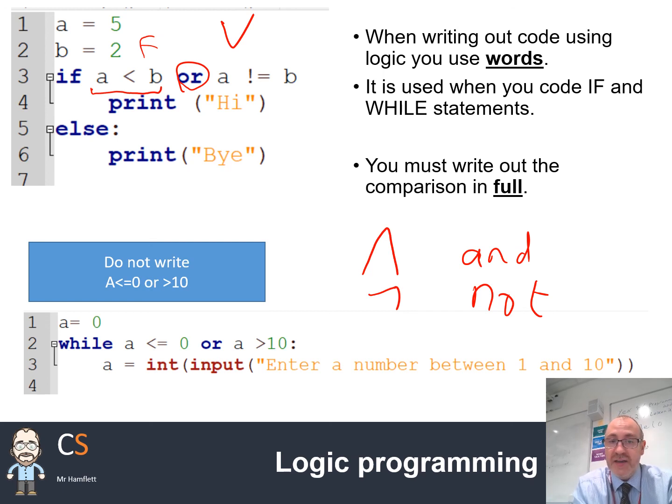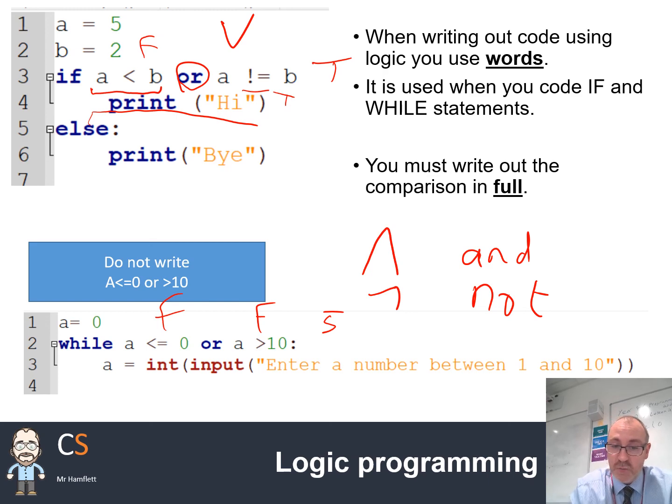Then we've got A is not equal to B. Well, they're not equal to each other, so that's going to be true. Because it's an OR, remember only one side has to be true, so the whole thing becomes true, therefore it prints out that. In this example, if I wanted to enter a number, let's say I enter the number 5, well 5 is not smaller than 0, 5 is not bigger than 10, so neither of those are true, so they're both false, therefore the loop won't run.